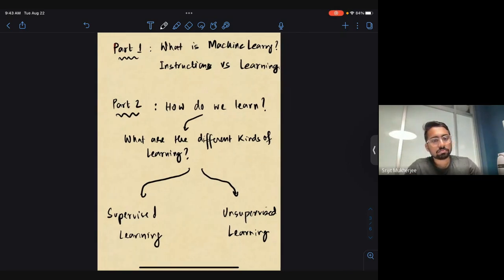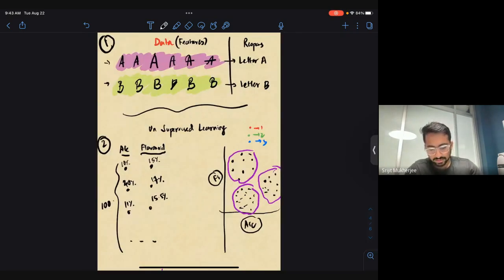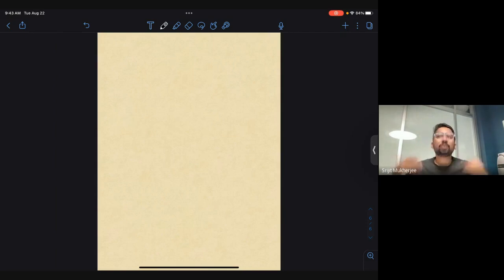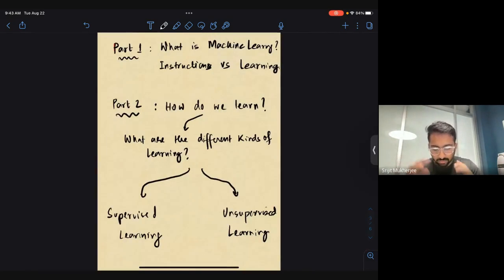There's another learning called reinforcement learning, but that is a different thing. I'm not going to teach you right now. Yes, that's a different thing. Now, what's next? So we have understood the different types of learning, supervised learning and unsupervised learning.